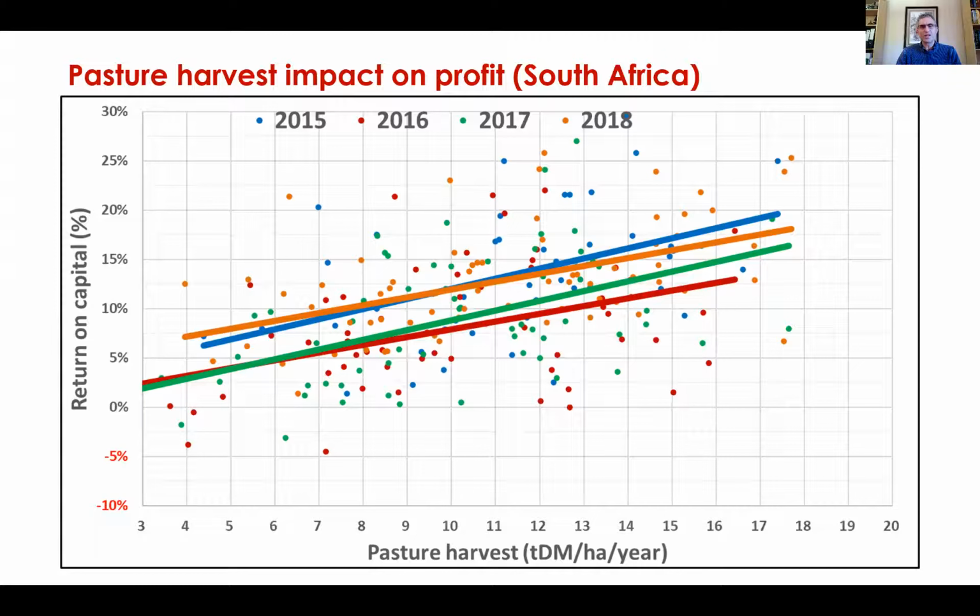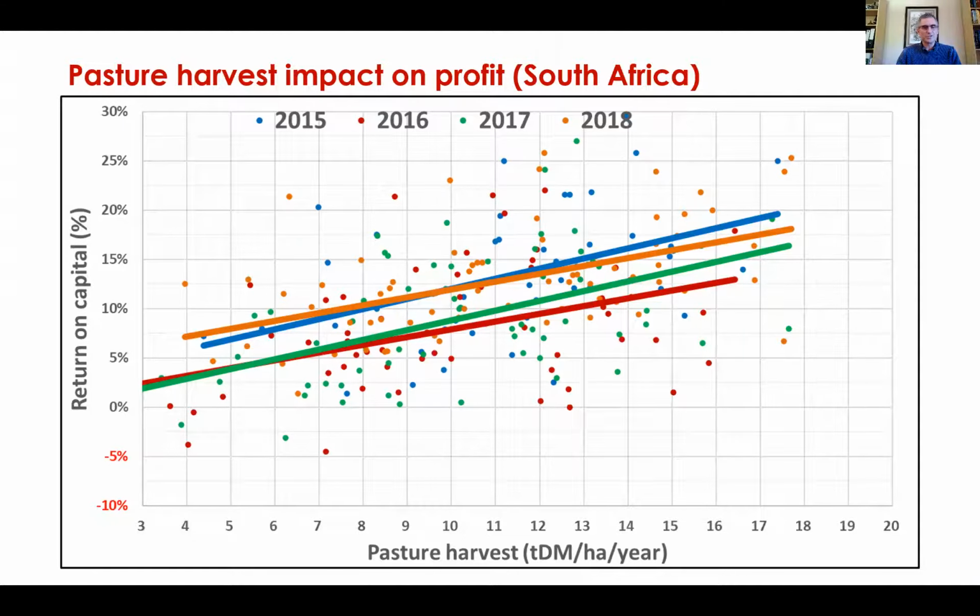Remember, 2018 was the year with the very high milk price, which results in a wider variation in management tactics producing a profit margin. For instance, higher feeding rates of concentrate will be more profitable when milk price is very high, so the impact of pasture harvest will be comparatively less.